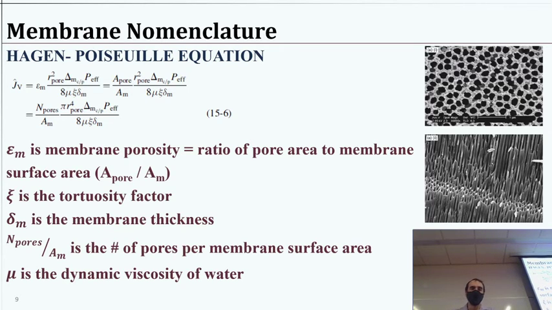Okay. So that would be the ratio of pore area to membrane surface area. So, kind of makes sense, right? We see all these different pores, and we map or calculate what area is occupied by pores relative to the total area that we've defined. That's going to be that membrane porosity value.